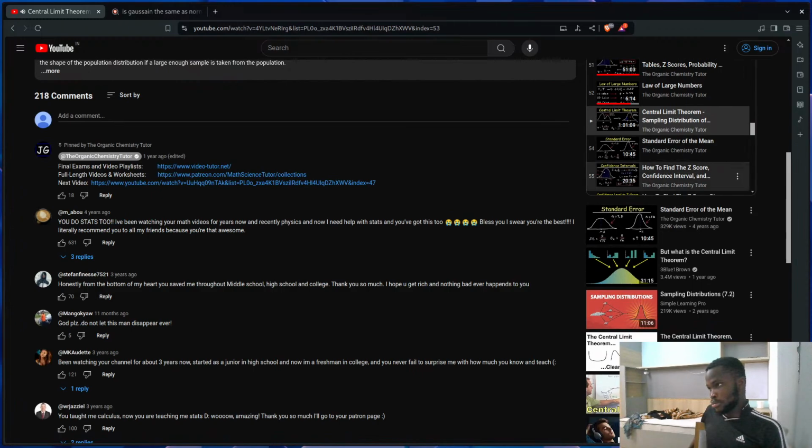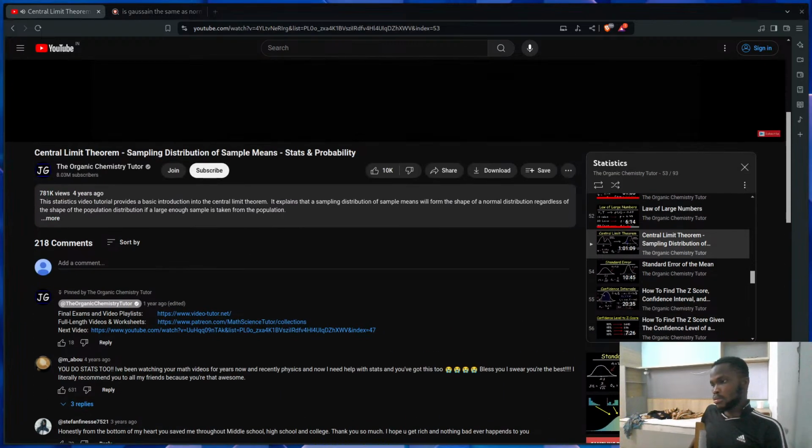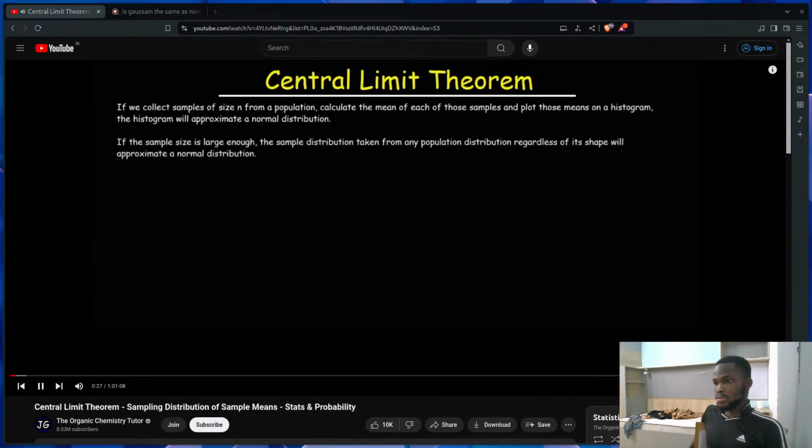So what is the central limit theorem? The basic idea behind the central limit theorem is this. Let's say we collect samples of size n from a population, and then we calculate the mean of each of those samples, and then plot those means on a histogram. The histogram will approximate a normal distribution.